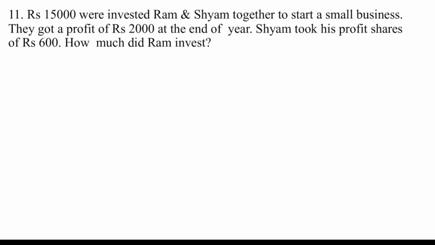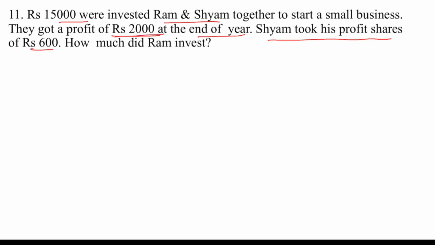Okay. So, rupees 15,000 were invested by Ram and Shyam together. Okay. We don't know how much Ram invested, how much Shyam, but they are saying together they invested rupees 15,000. They got a profit of how much? 2,000 at the end of the year. Shyam took his profit of how much? 600. Shyam's profit was 600.